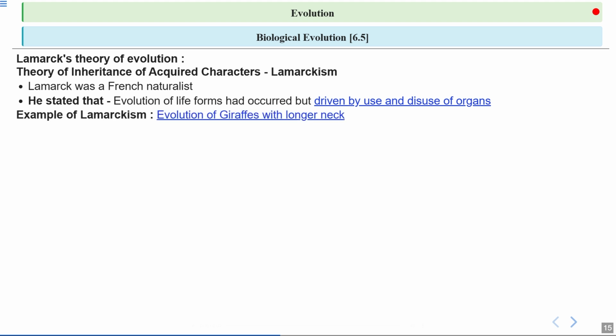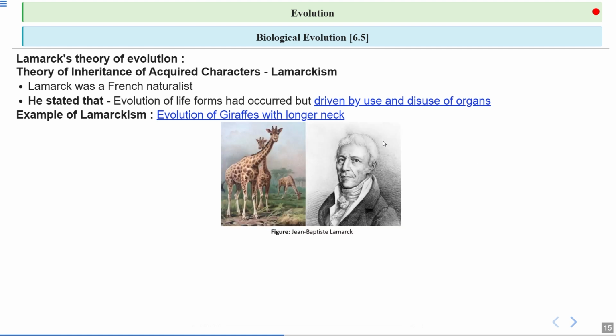Now what does this mean? We will understand this with an example: the elongation of the giraffe neck. So what is the example of Lamarckism? Evolution of giraffes with longer necks. This is an image showing you Lamarck, and these are giraffes with long necks. So how did giraffes which exist today get longer necks? This was explained by Lamarck. His theory was based on use and disuse of the organs. Actually, this theory is not well accepted.